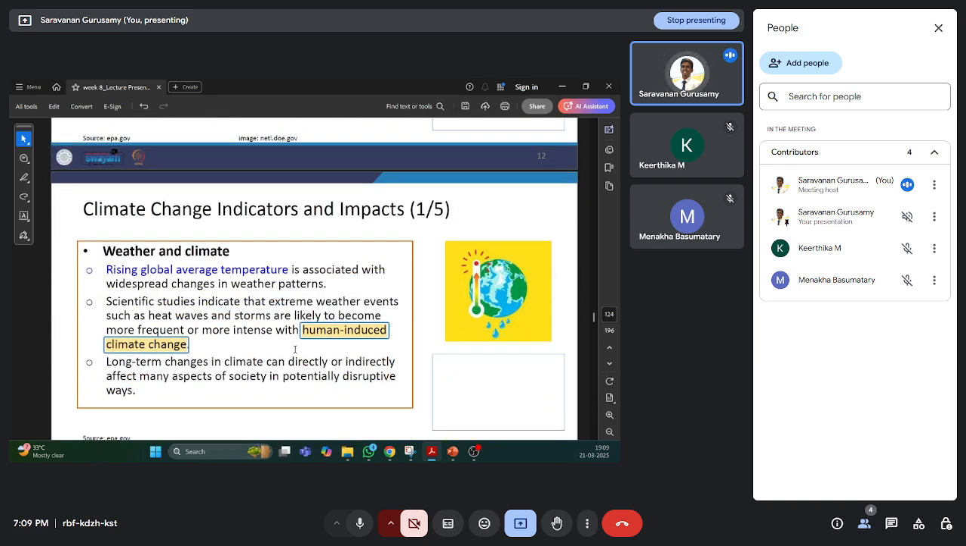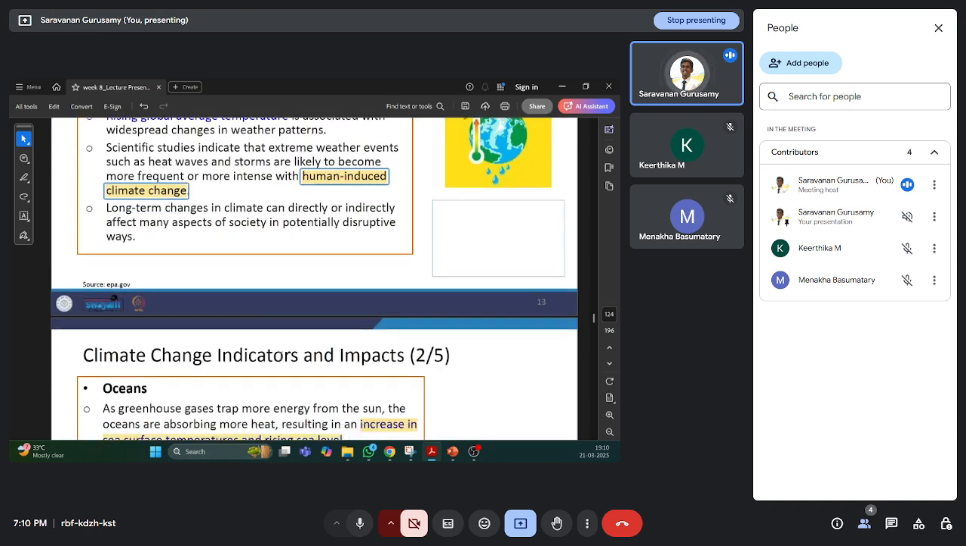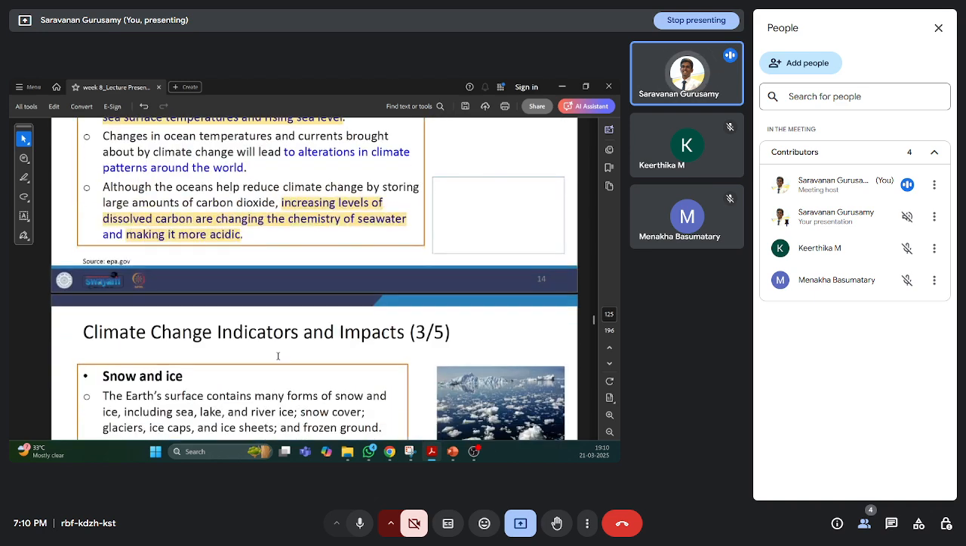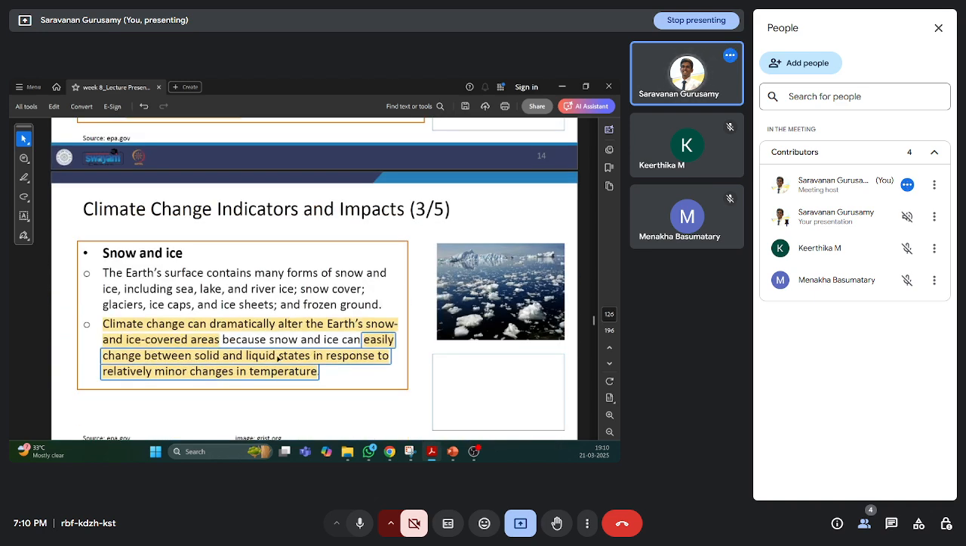Okay, so the third one is weather and climate. Rising global average temperature because of global warming is a major impact. This is human-induced climate change. Then the ocean: there is increase in the sea surface temperature, rising sea levels, and increasing level of dissolved carbon. Because if CO2 is more, then carbon will get dissolved in the ocean, changing the chemistry and making it more acidic. As I mentioned, carbonic acid will be formed. Snow and ice, because of melting, the snow and ice pattern and the solid to liquid ratio may change.